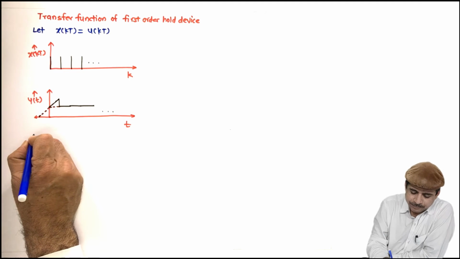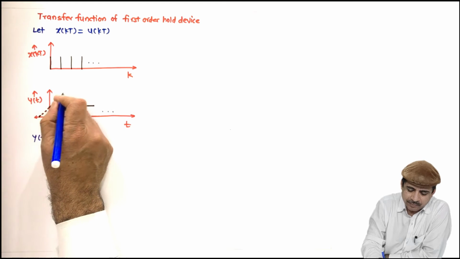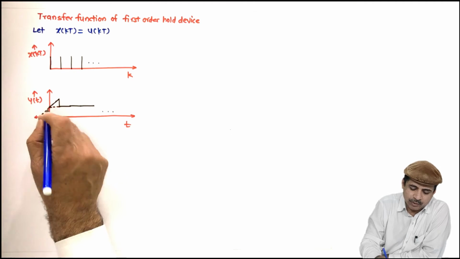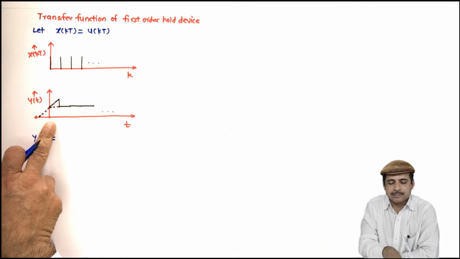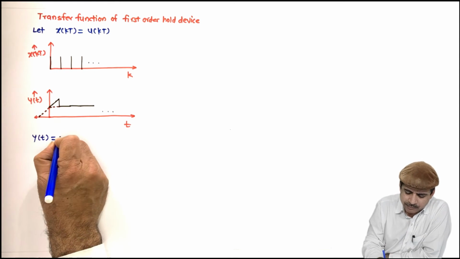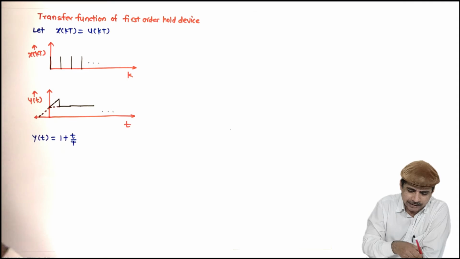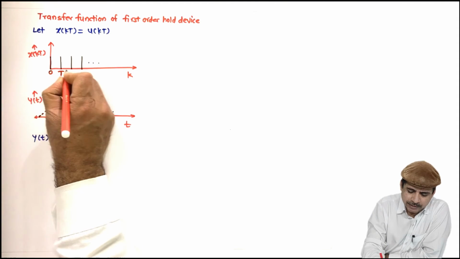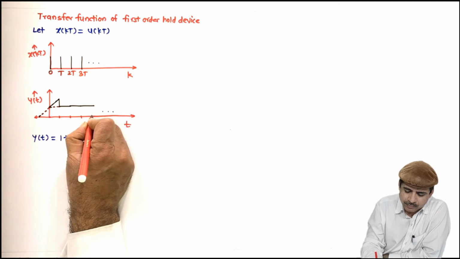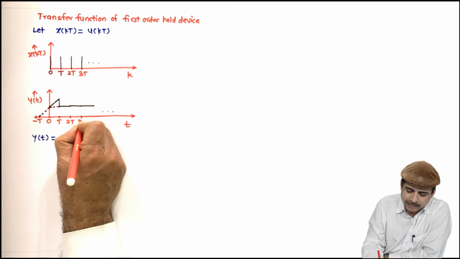So what is y of t? It is equal to, for this particular period, it's 1 plus t by T. There is one, this is a unity slope, because from 0 to 1 we are moving within one sampling instant. So slope is 1 by T. So the signal will be 1 plus t by T. So here I will mark it 0, T, 2T, 3T, and same thing here also. 0, this is minus T, T, 2T and 3T.